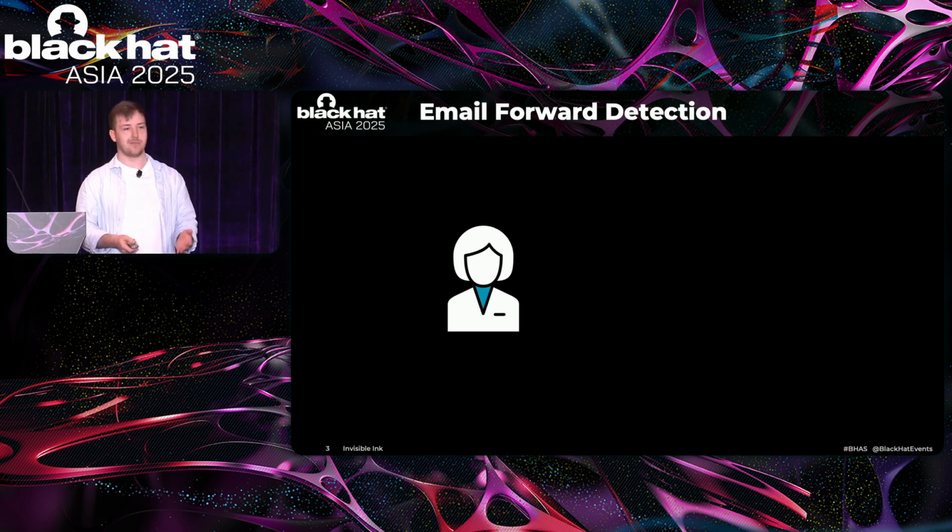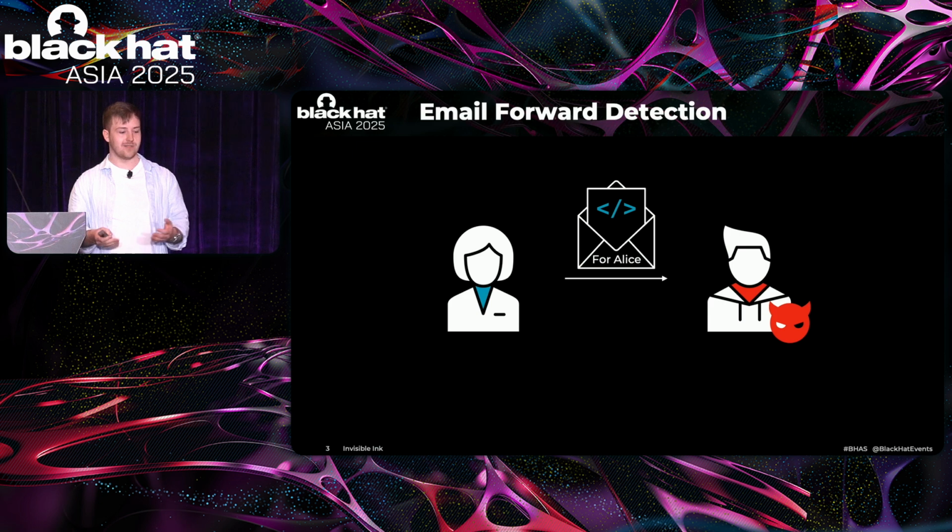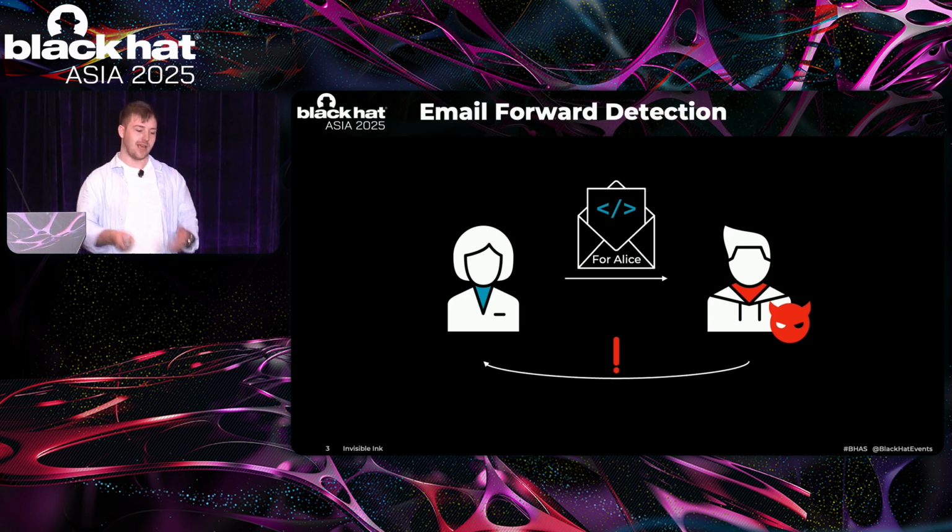This is quite interesting because we can build something like this, where we have an email that is designed for Alice, and if that email is leaked to someone else, we can detect this. So here, for example, if Charlie receives this email and opens it, Alice will get a notification.